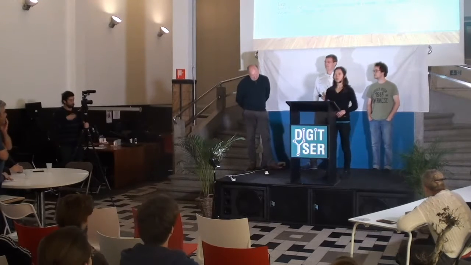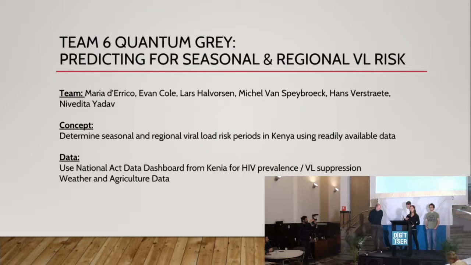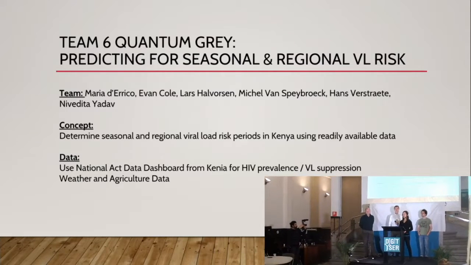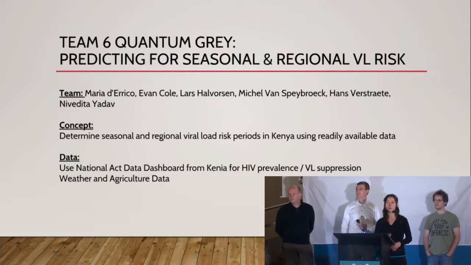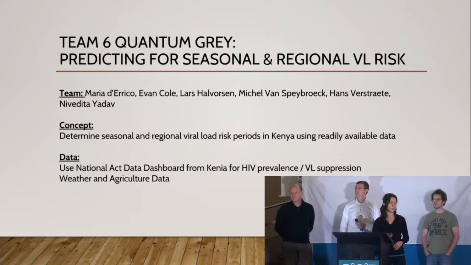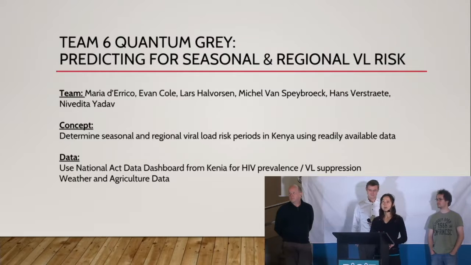So the project is about creating a predictive model for HIV viral load risk and predicting its behavior in terms of seasonalities and geographical areas. This would be crucial for allocation of resources and for interventions by policymakers in addressing this disease, specifically HIV progression and transmission. So how are we going to do this?